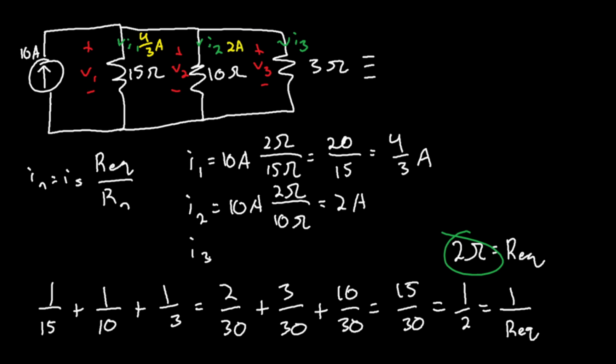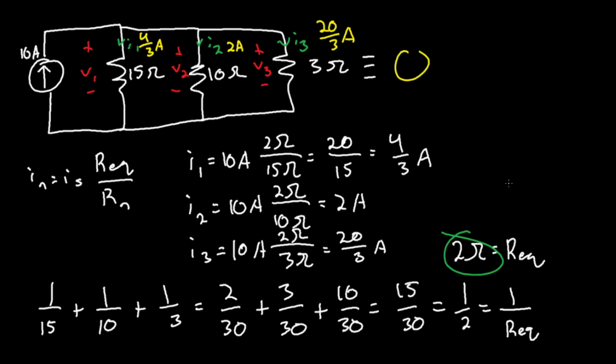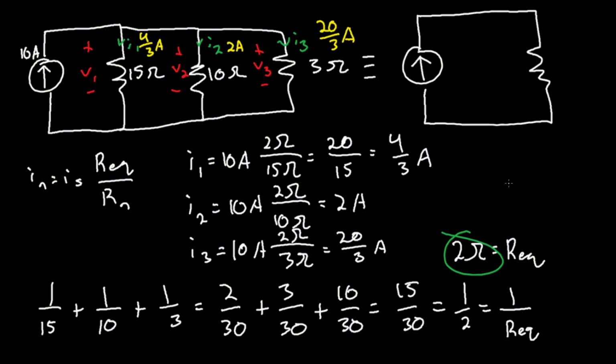What about I of 3? Well, I of 3 is equal to, again, I of s, 10 amps, times equivalent resistance over 3. So this is equal to 20 over 3 amps. But we can also solve for this a different way. If we rewrite our circuit with the equivalent resistance, it looks like this.